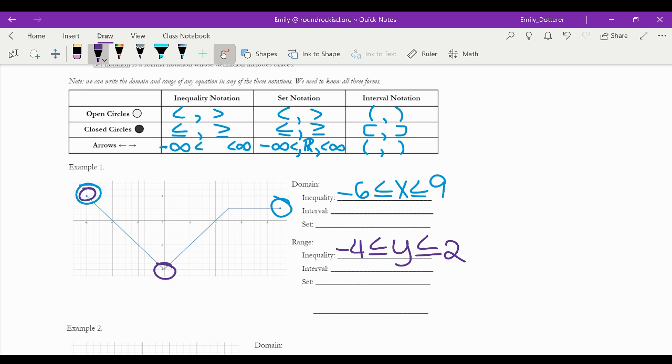So it is important when you're doing this that you make sure you're using the x values for the domain and the y values for the range. So this is the point, -6, 2. So -6 gets used for the domain, and +2 gets used for the range.